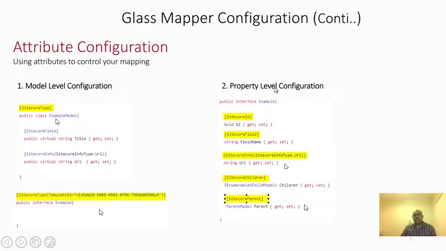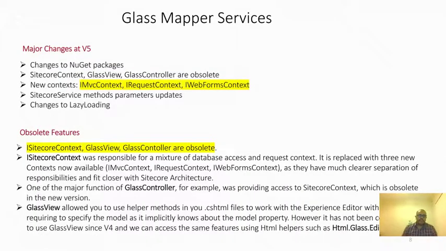At the property level, we have different attributes: Sitecore ID, Sitecore field, Sitecore info, Sitecore children, parents, and query. Some other things are also there, but these are the quite commonly used ones, which is why I put them here. We will talk about these later. But in the attribute configuration, you use the attribute to configure the field, like a class or property.